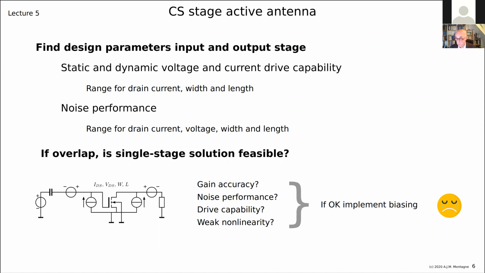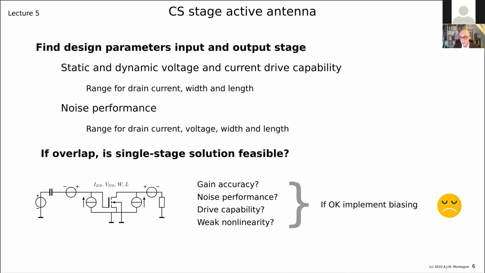So now, if we know the behavior of such a CS stage, then we can say, okay, let's design a CS stage that can drive the load for the active antenna, that has a good noise performance, and see what kind of device, what kind of width and length and voltage and operating current we need to get this behavior. And maybe in the requirements for these parameters like W, L, etc., there is an overlap for the static behavior and for the noise performance. And if so, then maybe we can make it with a single stage.